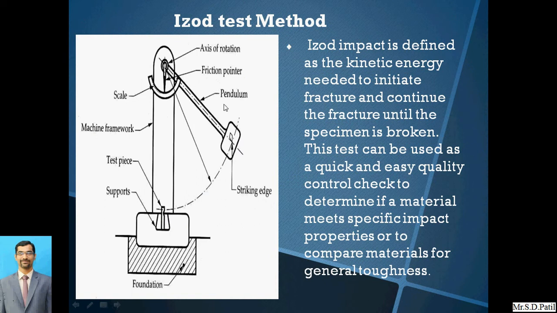This is the axis of rotation, the friction point. This is the pendulum, or we can say the hammer. Then this is the scale, this is the machine framework, and this is the test specimen. Basically, Izod impact is defined as the kinetic energy needed to initiate the fracture and continue the fracture until the specimen is broken. This test can be used as a quick and easy quality control check to determine if a material meets specific impact properties, or to compare materials for general toughness.